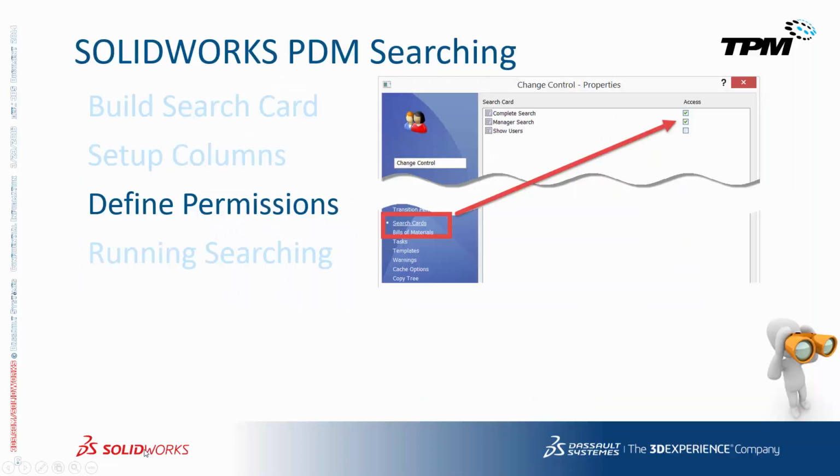All right. So building the search card, setting up columns, and then defining permissions. Those are the three key things that you want to do when you're building search cards for your different groups.